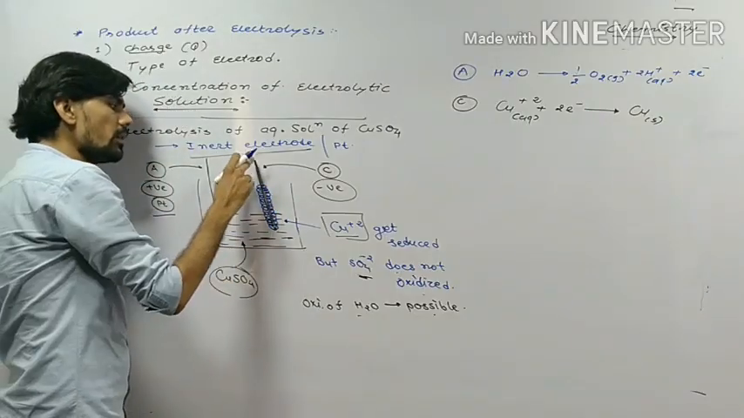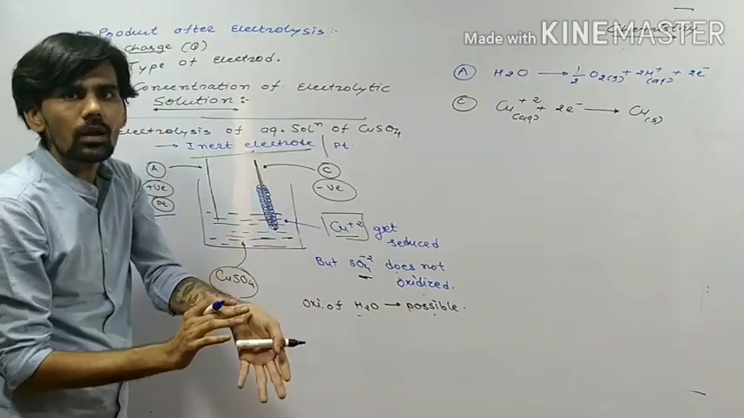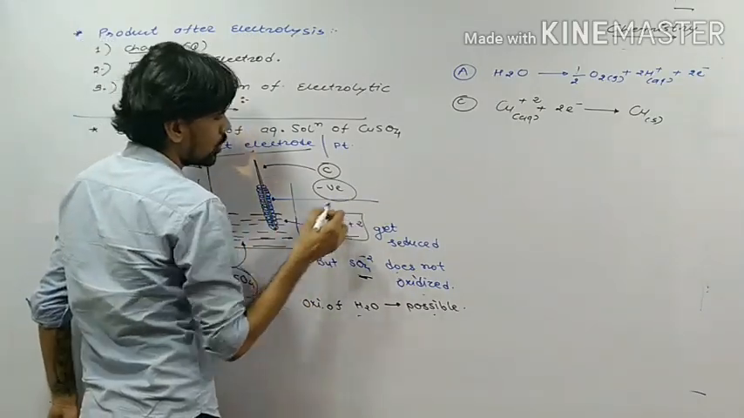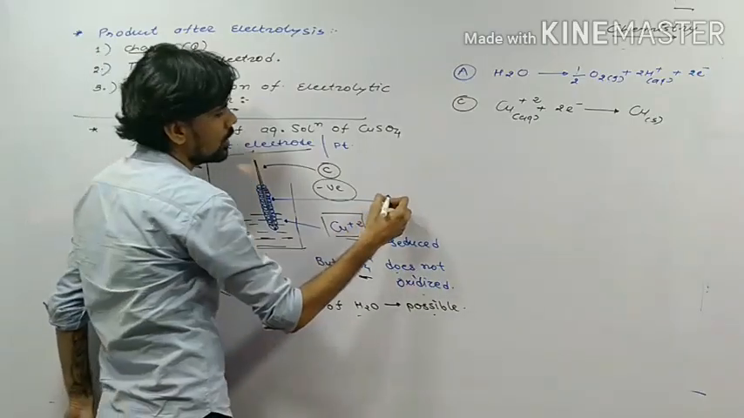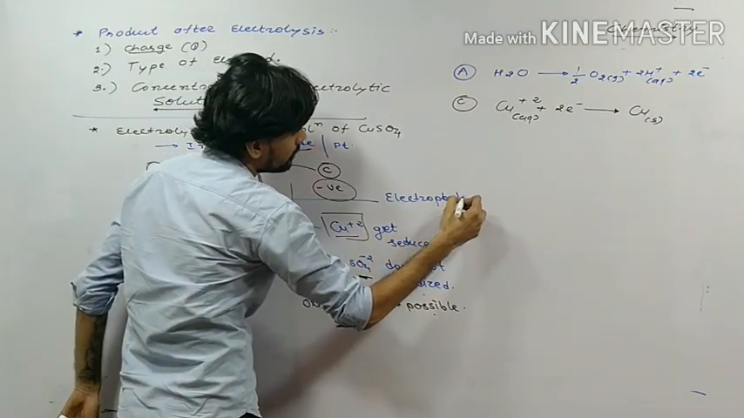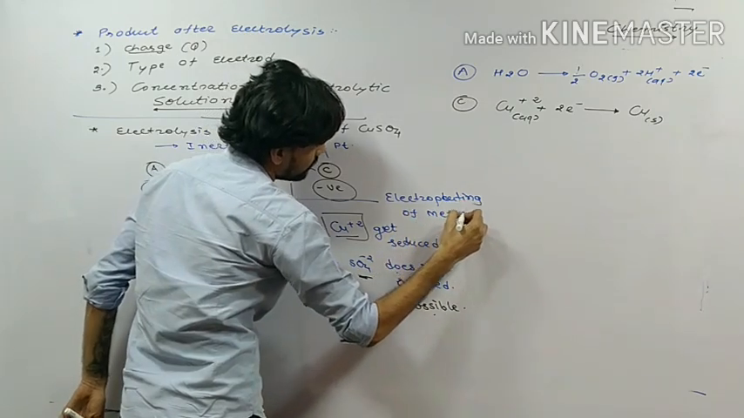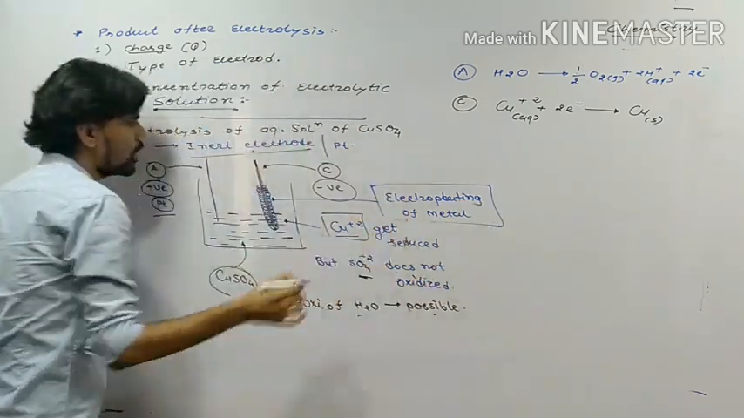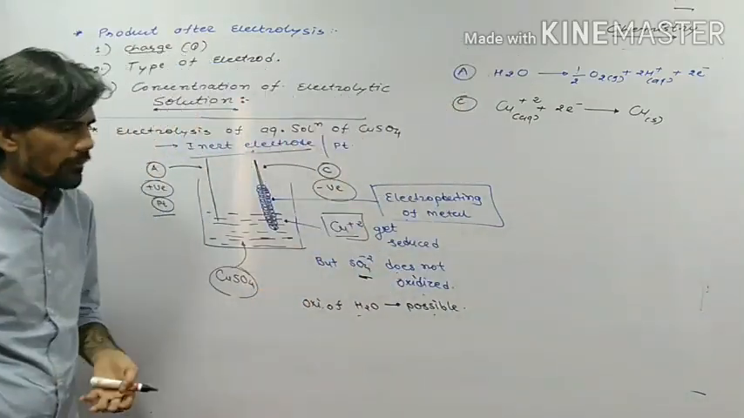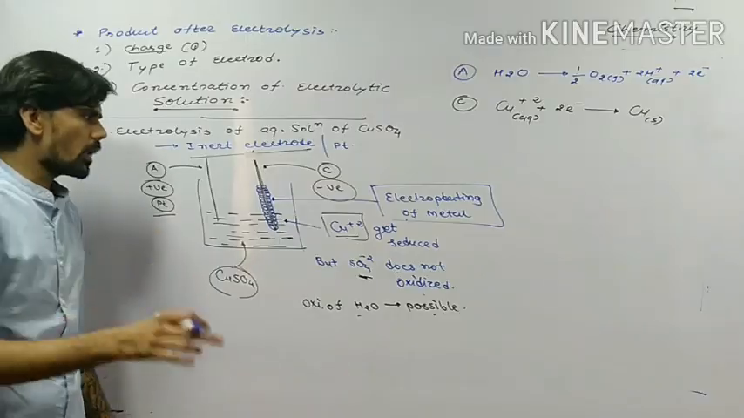So if we are using a different metal, then there is a layer of copper on the surface of that metal. So we are using this electrolytic method for the electroplating of metal. Electroplating of what? Metal. If we are using a metal spoon as a cathode, we get plating of copper. Plating of what? Copper on that spoon.